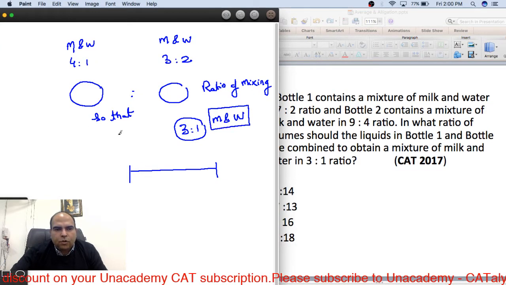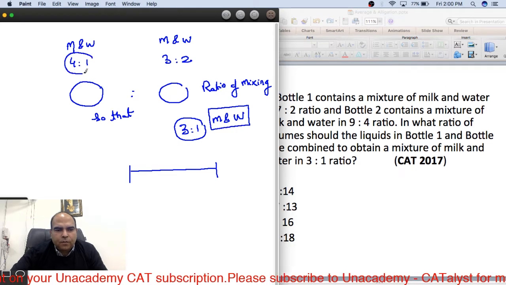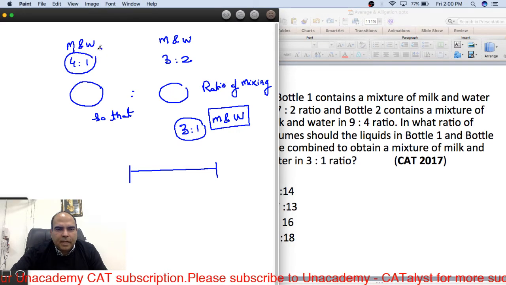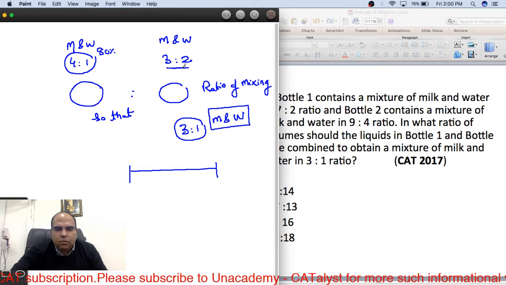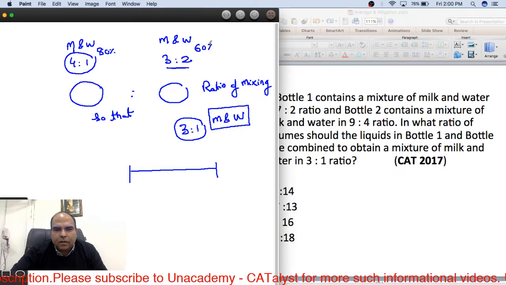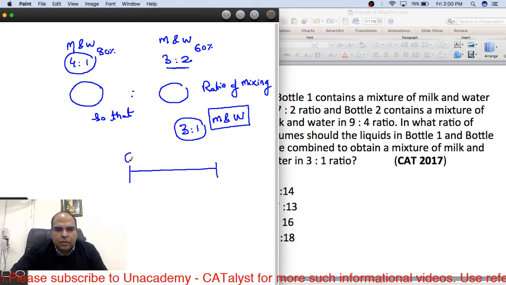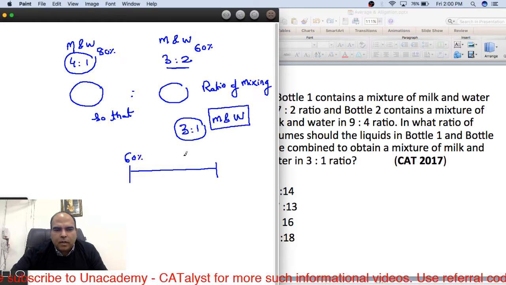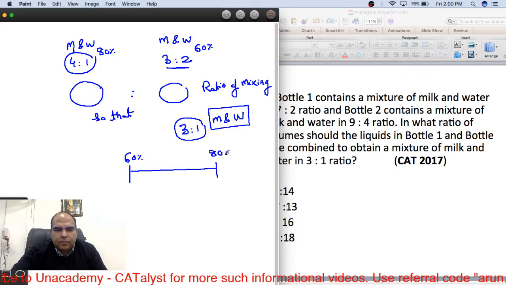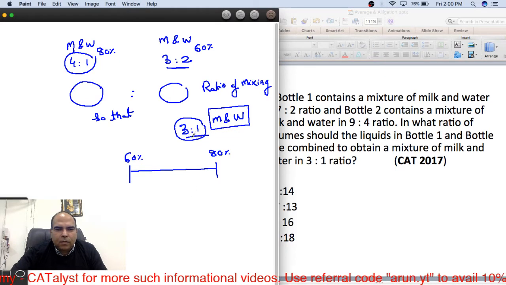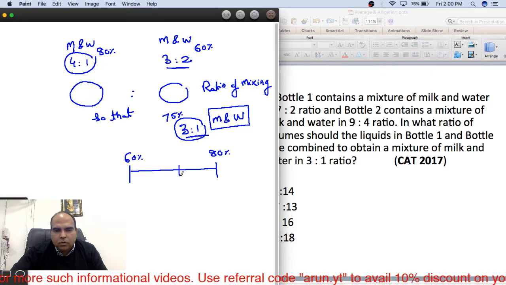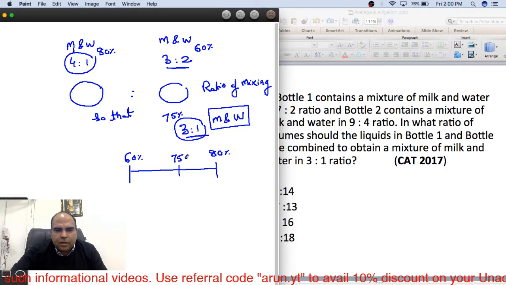The conversion you could use is that 4:1 means 80% milk and 3:2 means 60% milk. So if I use 60% milk and 80% milk, and the outcome I want is 3:1 milk water, which means 75% milk. So I want an outcome of 75% milk.